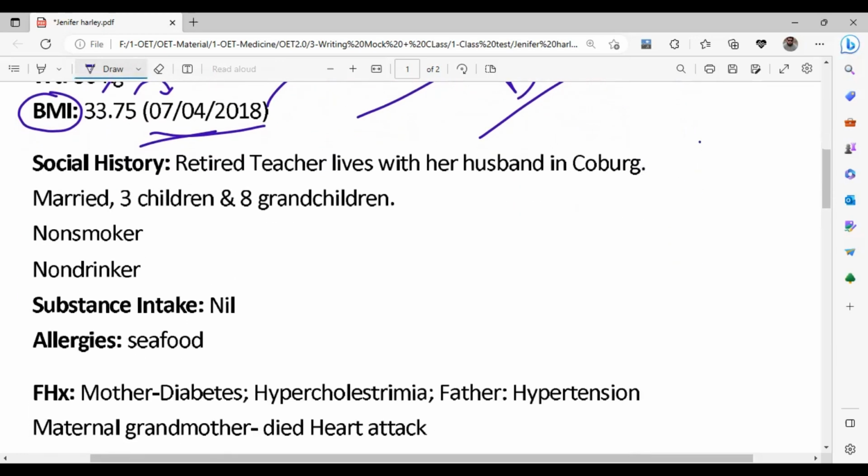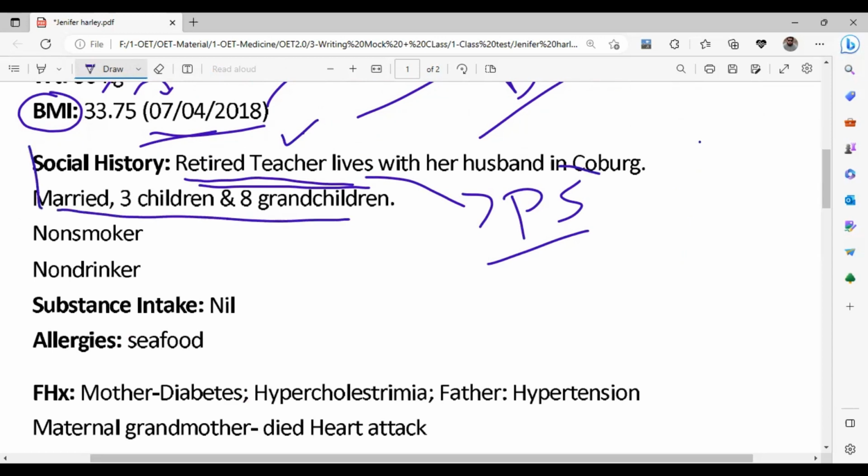Social history: retired teacher, lives with her husband in Coburg, is relevant. I'll tell you why. Because of the psychological support for the patient and family, it's important to know. The nurse should know the profession of the person. It indicates a sedentary lifestyle, and the number of family members living with the patient. The second reason is that whenever we have a home visit, we should incorporate these details, including the personal history as well.